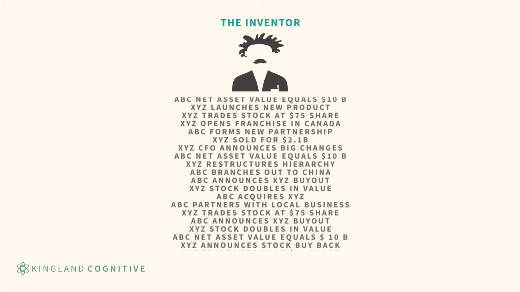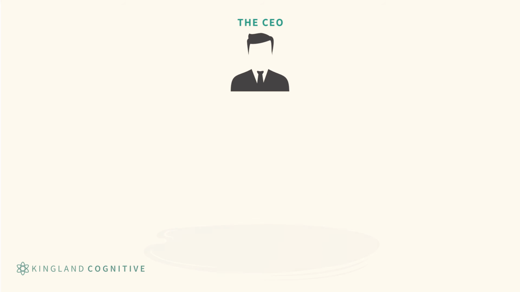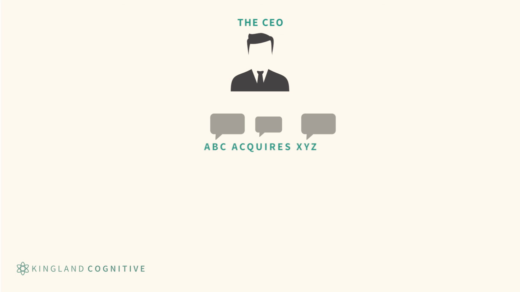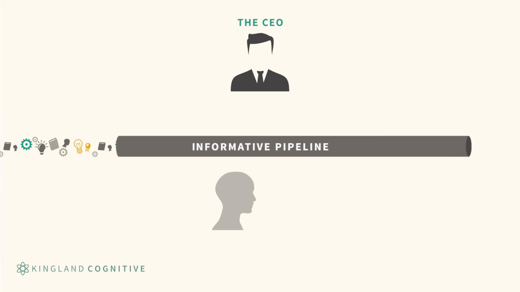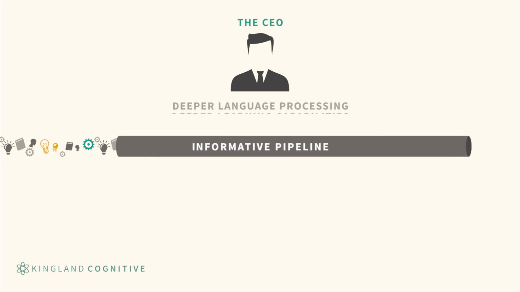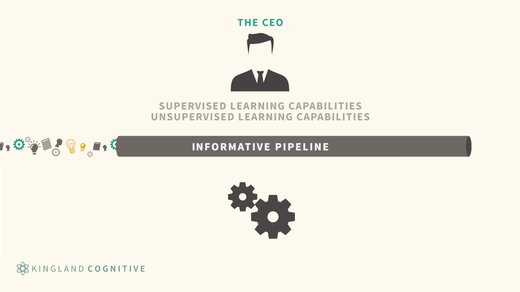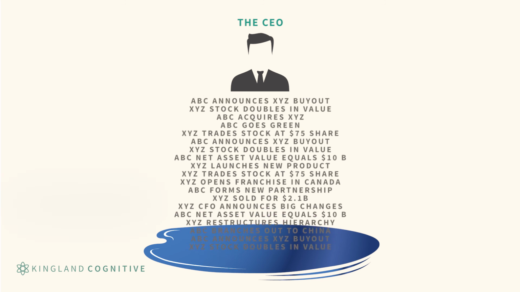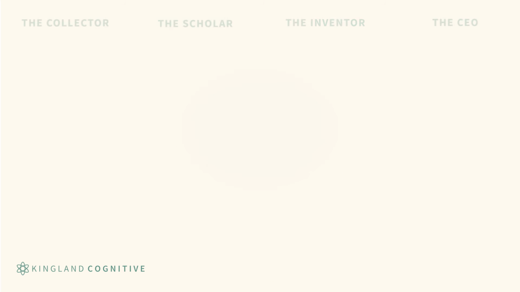Our last persona of the Cognitive Computing Suite is the CEO. The CEO is involved in making all the big decisions around that tagging and annotation. We use an informative pipeline that employs techniques such as deeper language processing, deeper machine learning capabilities, along with supervised and unsupervised learning capabilities. This persona looks at how past decisions could impact current decisions and works to make better decisions over time.